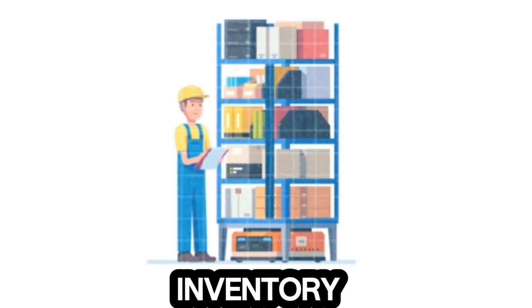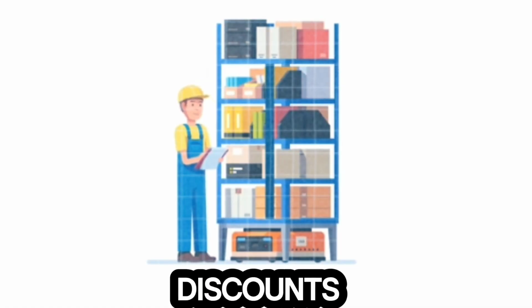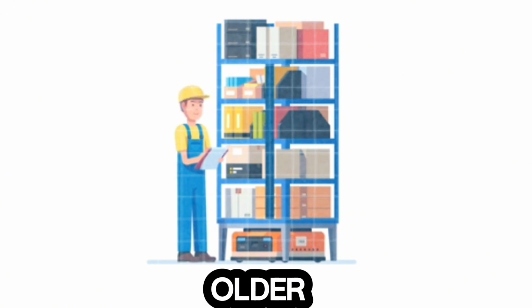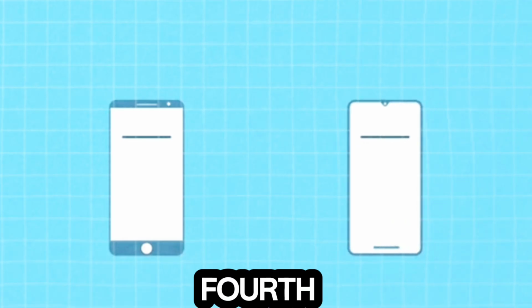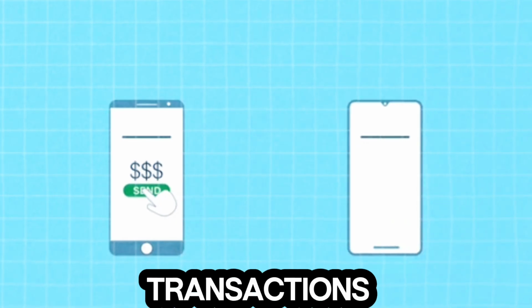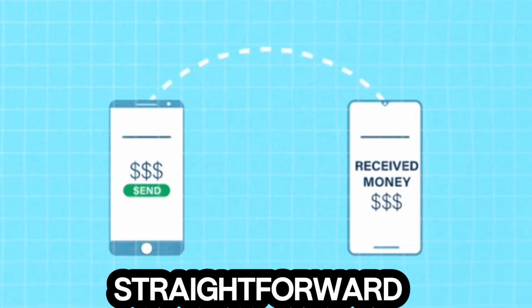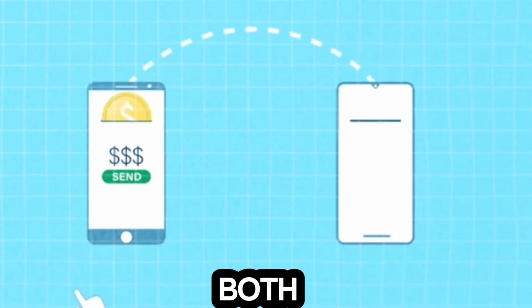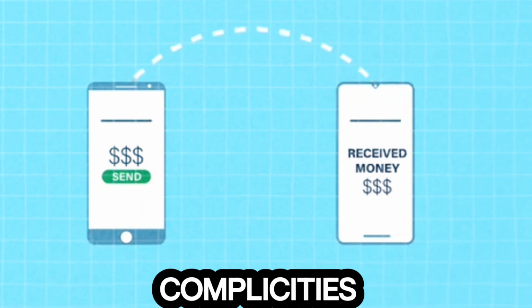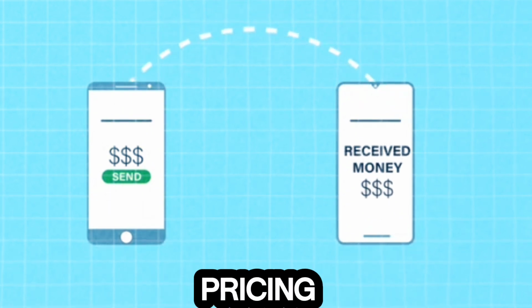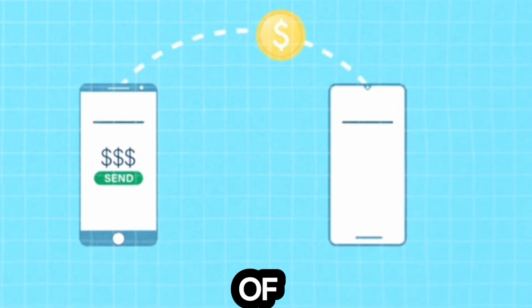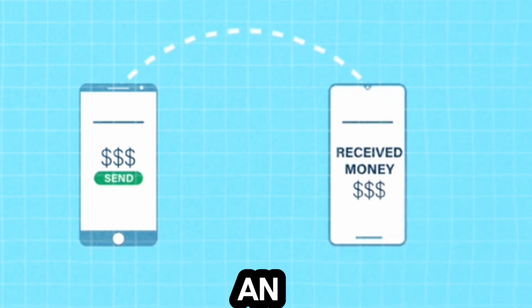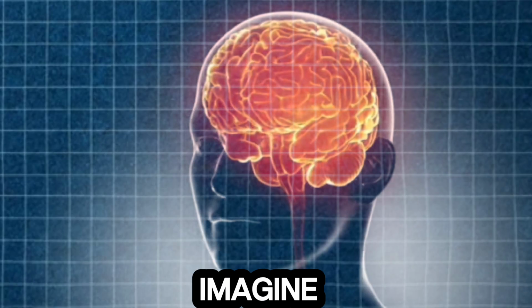Third, clearing inventory. Discounts can help move old or excess stock. Fourth, simplifying transactions. By offering a straightforward reduction, both parties can avoid the complexities of negotiated pricing for each transaction. So, here's an example.